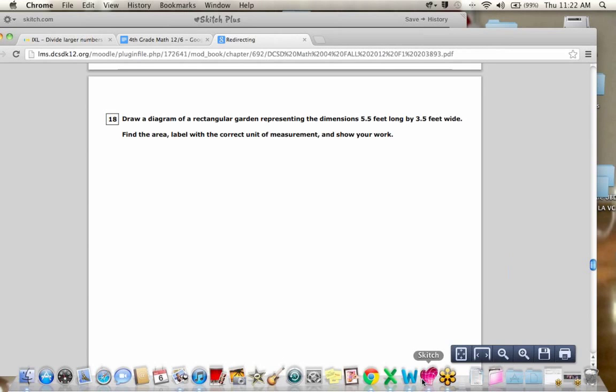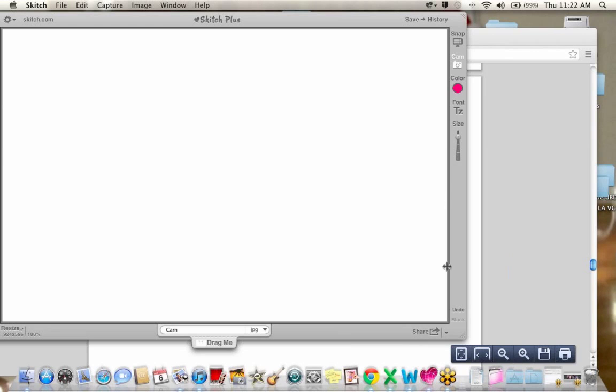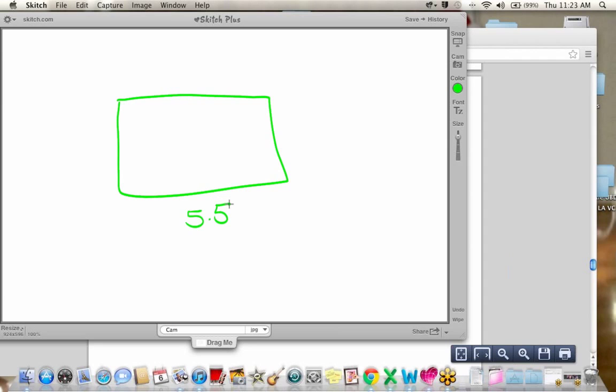Okay. So we had a garden. Maybe I'll use green for a garden. Whatever. It was 5.5 long and 3.5 wide.